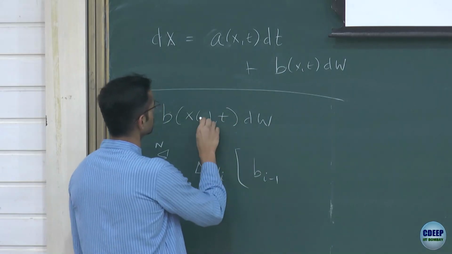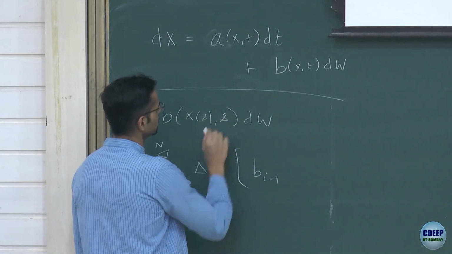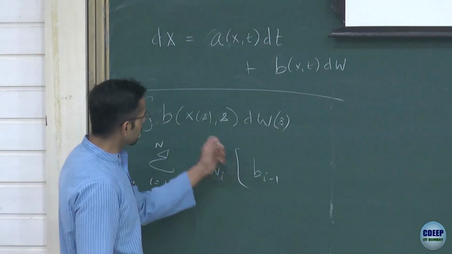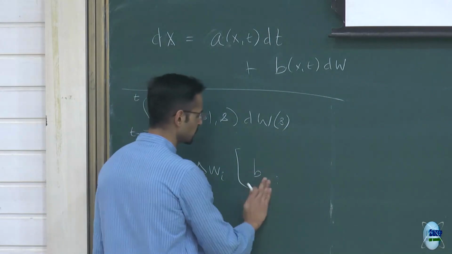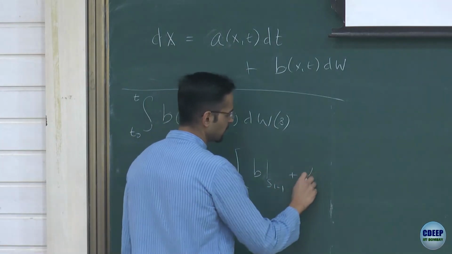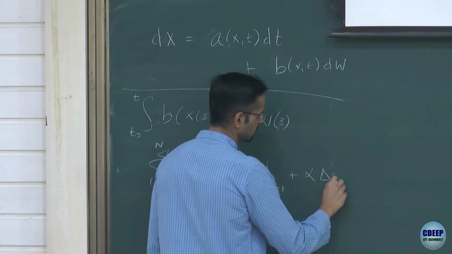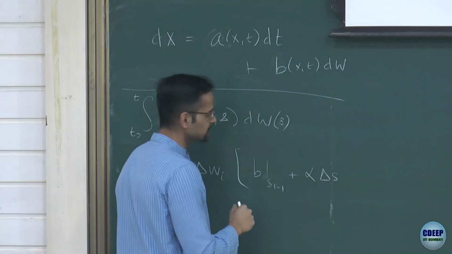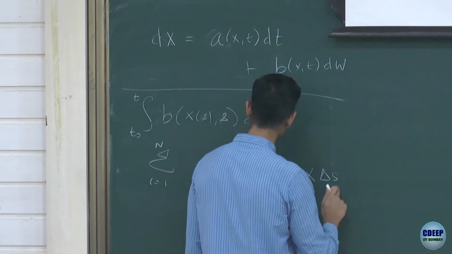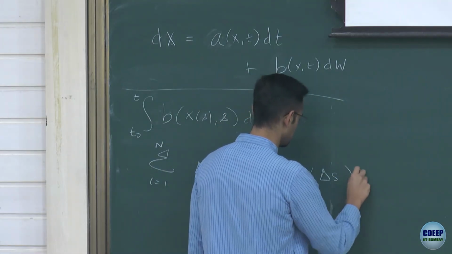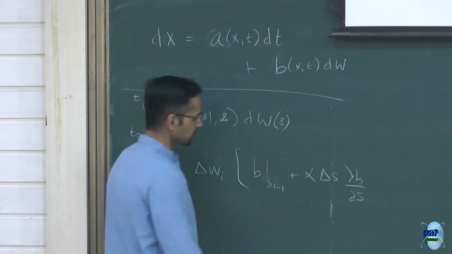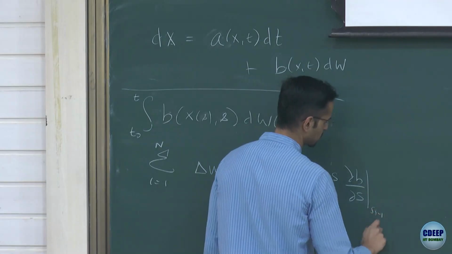So sorry, I used s here. So s is the integration variable inside, and this is also F of s. So I'll evaluate B at s_{i-1}, that was the idea. And then I'll have plus alpha delta s, the step that corresponds to delta W, times the partial derivative of B with respect to s, again at s_{i-1}.